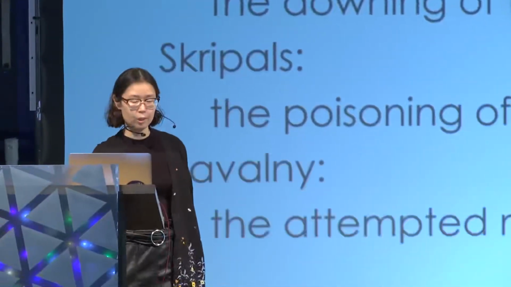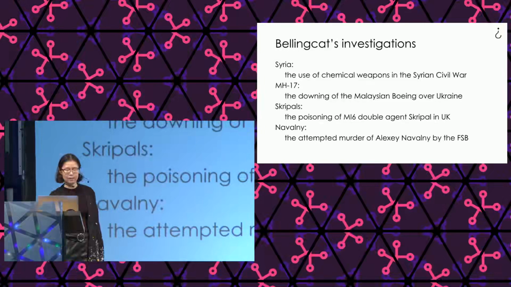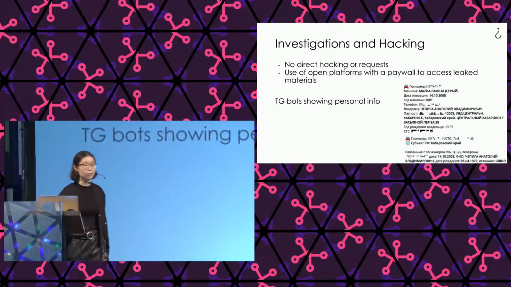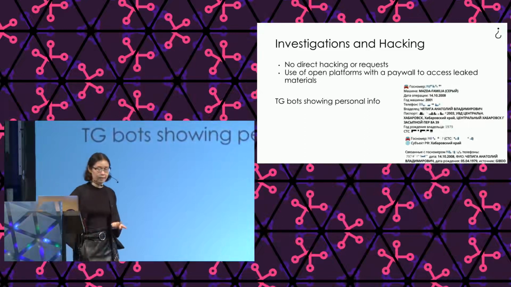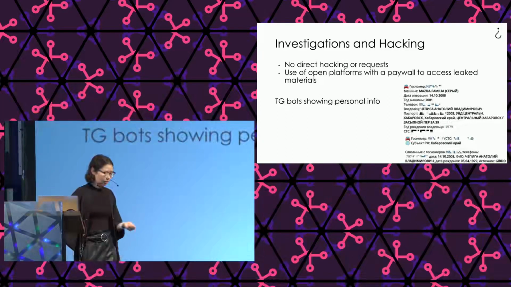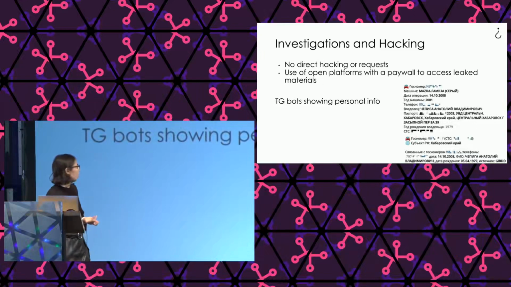So yeah, then we have the Skripal and Navalny poisonings, where we've actually used quite a few of these gray area sources. So there was the poisoning of Skripal and Navalny by Novichok, and again, in both of the cases, it was not really clear what happened. So what we did, we used this gray open source area, so linked databases.